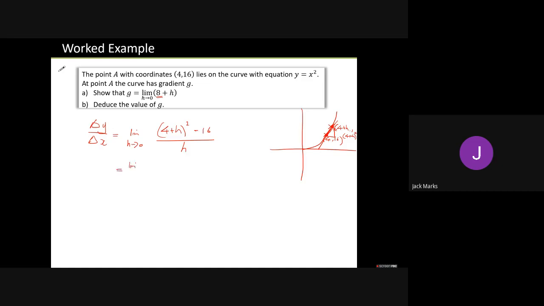So that's the same as the limit as h goes to 0. Let's expand this out. We're going to get 16 plus 8h plus h squared minus 16, over h. And the 16s cancel. If you're happy to, while we're at it, we could take an h out of everything here. As long as it's clearly visible what you're doing, you could write this. So the limit as h goes to 0 of 8 plus h, which is what they were asking us for here.